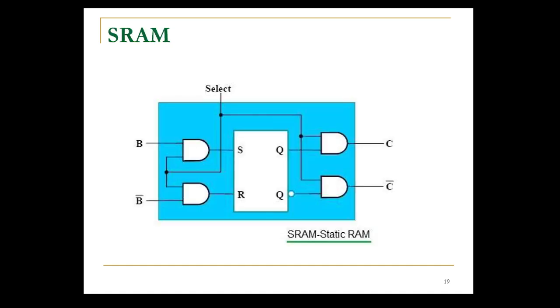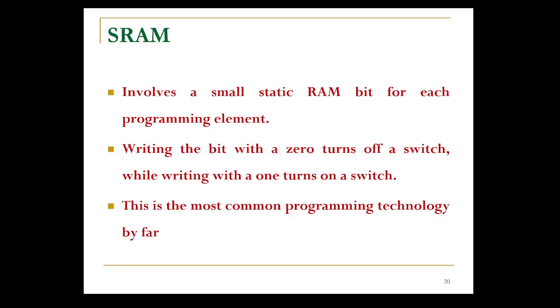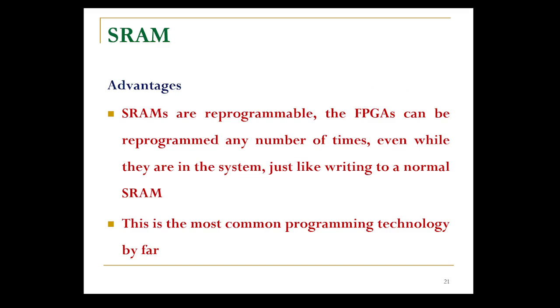Static RAM, static random access memory, has a circuit with logic gates, especially an AND gate, and a flip flop, particularly an SR flip flop, set reset flip flop. It involves a small static RAM bit for each programming element. Writing the bit with a 0 turns off a switch, while writing with a 1 turns on a switch. Logically 1 if you write the bit with 1, and writing a bit with 0 is logically off. This is the most common programming technology so far.